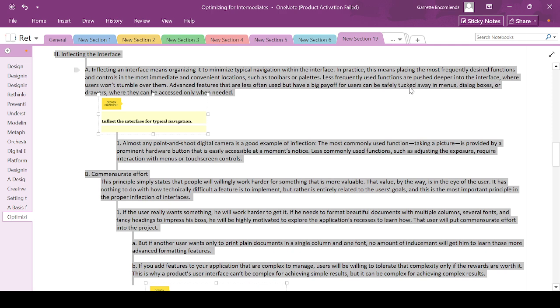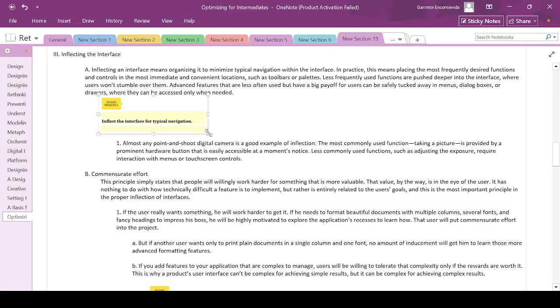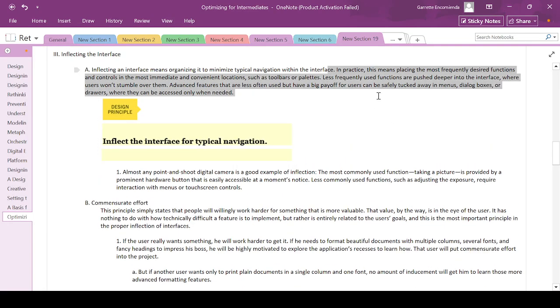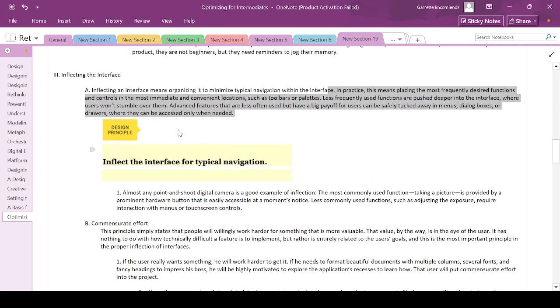Less frequently used functions are pushed deeper into the interface, where users won't stumble over them. Advanced features that are less often used but have a bigger payoff for users can be safely tucked away in menus, dialog boxes, or drawers, where they can be accessed only when needed.